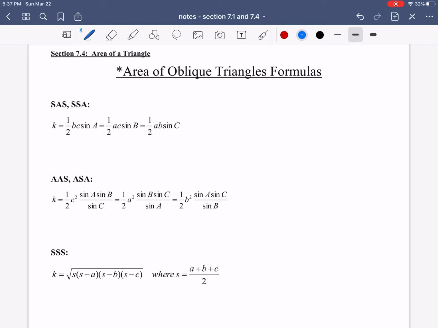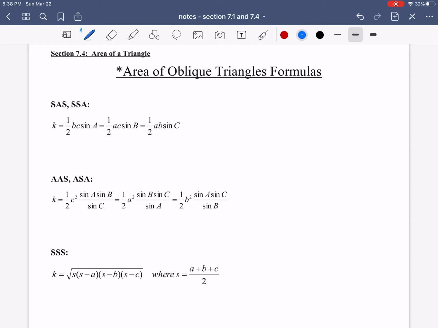Okay guys, hopefully a short video here on section 7.4, area of a triangle. So we're going to talk about several different formulas that you can use to find the area of a triangle, and it doesn't even have to be a right triangle necessarily. And so there are really two major formulas that we're going to utilize.